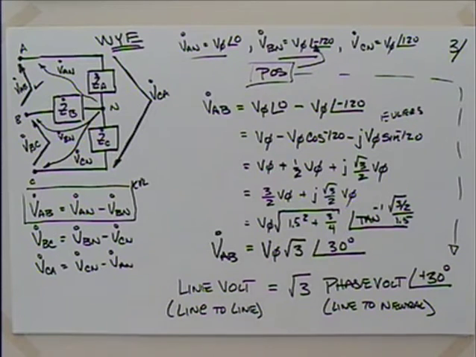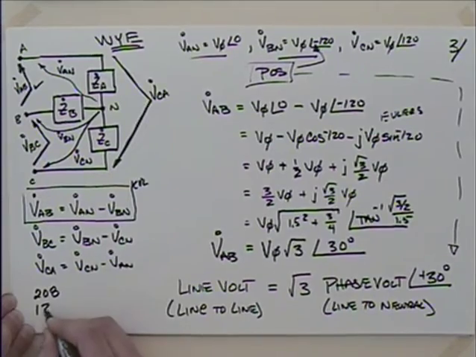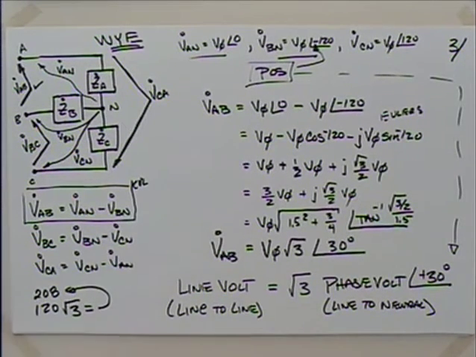So going back and thinking about the relationship in the Y, we had those two numbers. We had what? 208, and we had 120. What if you take 120 and multiply it by the square root of 3? What do you get? 208. So that's why we see those numbers pop up.